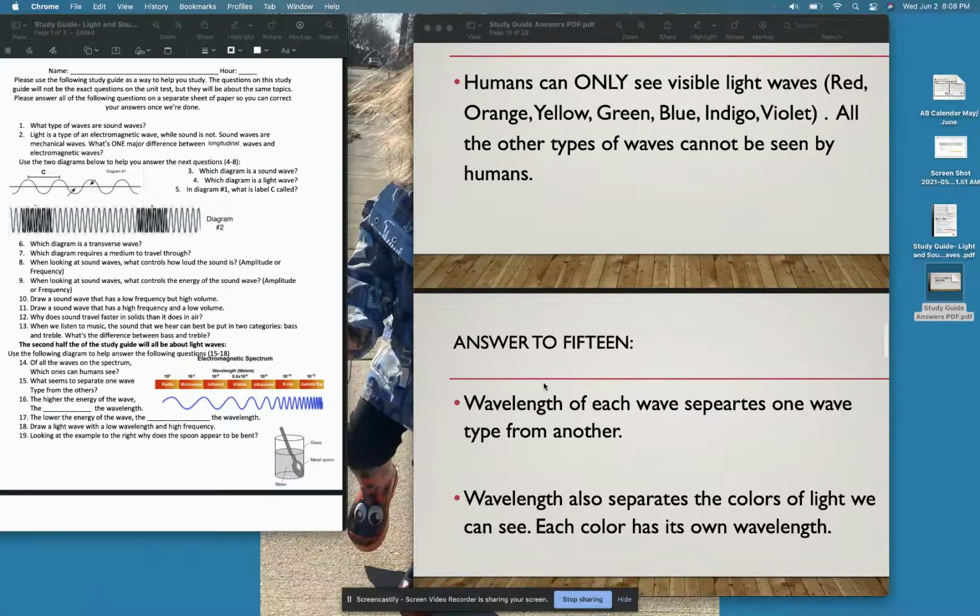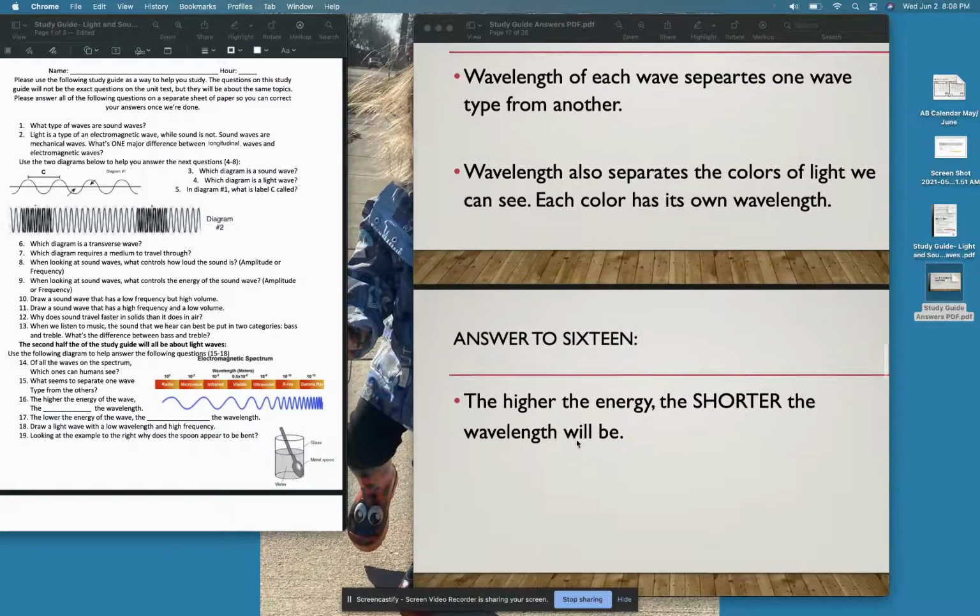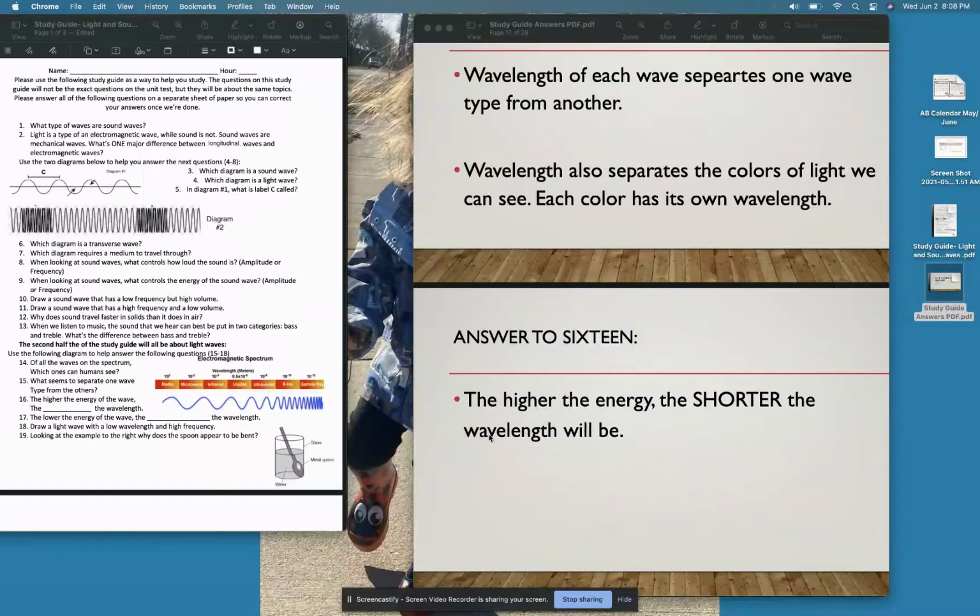Now, with 15, if we look here, wavelength is what actually separates one wave type from another as well. So, just looking at the top of the chart, you can answer 15. All right, and then here we have, the higher the energy of the wave, the blank the wavelength. Well, the higher the energy, the shorter the wavelength will be.